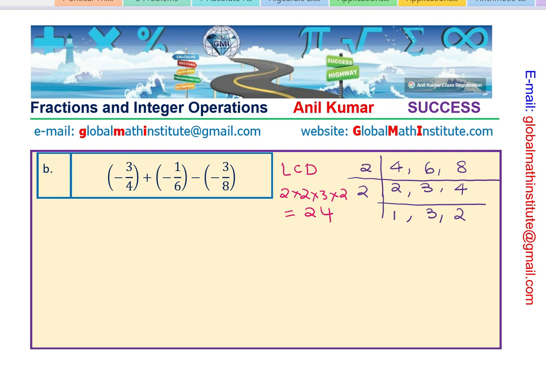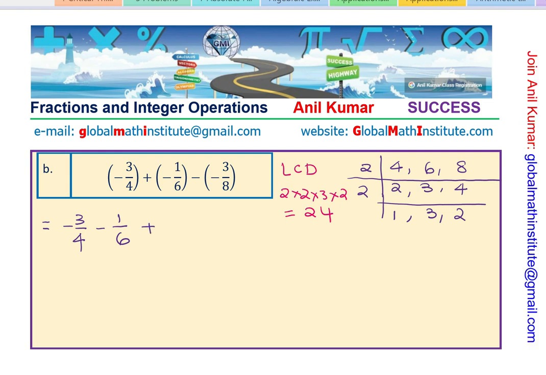Perfect. Now let's rewrite the whole expression. Open the brackets. So negative 3 by 4 is your first term. Positive and negative makes it negative 1 over 6. Negative, same signs when multiplied will give you positive 3 over 8. Now you want to make each as 24.